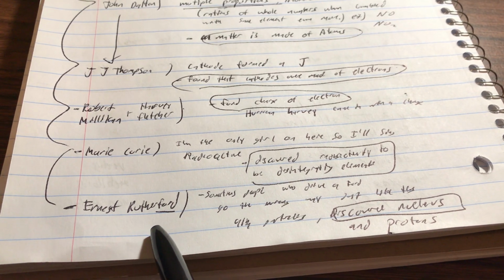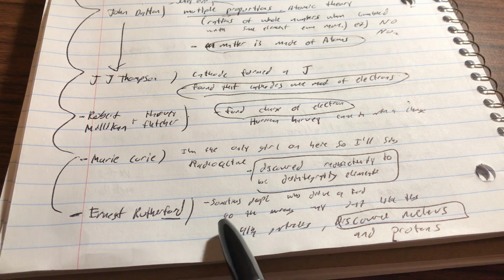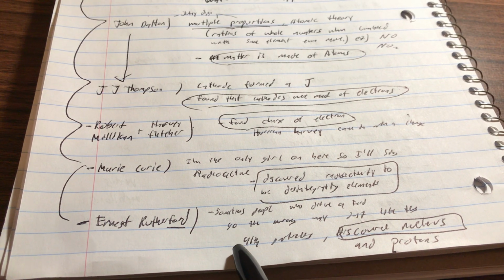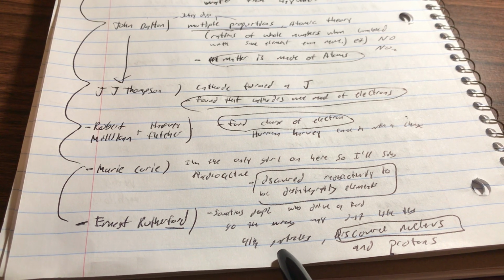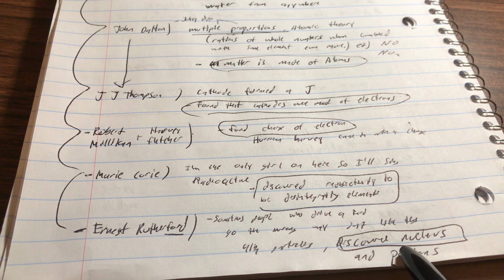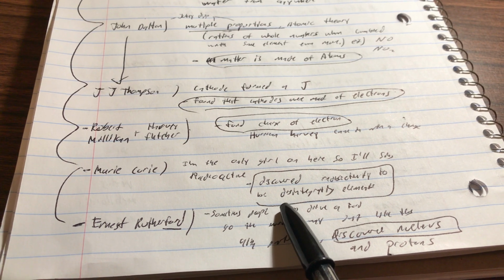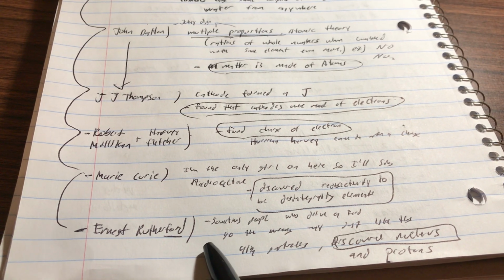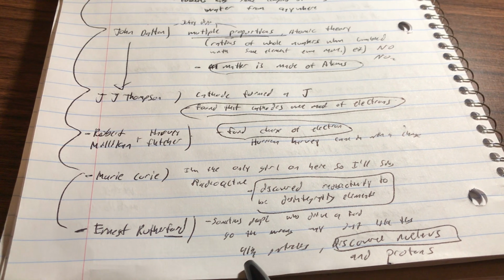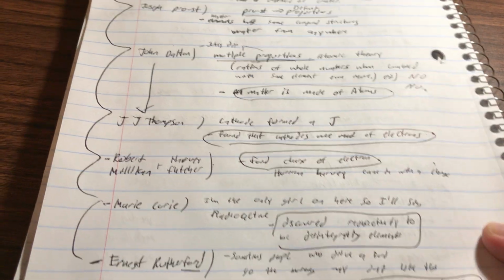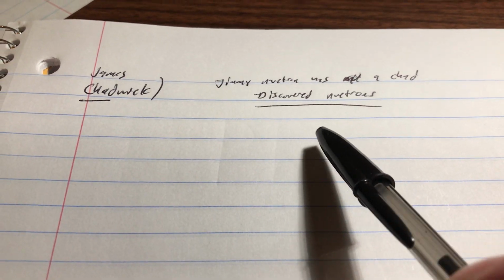Then it came along Ernest Rutherford, and sometimes people who drive a Ford go the wrong way, just like these alpha particles. And so he discovered the nucleus by that one experiment when he was shooting alpha particles, and some of them bounced back or went a different direction than he was assuming. And so he discovered a nucleus, and also that there are protons, because alpha particles are positively charged, and for them to be repelled, there's a positive going against a positive.